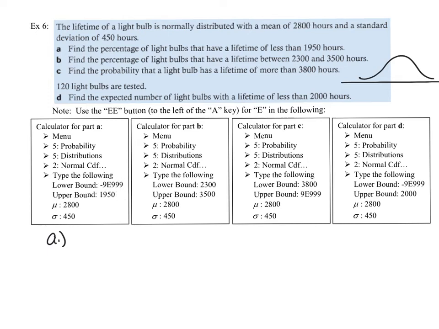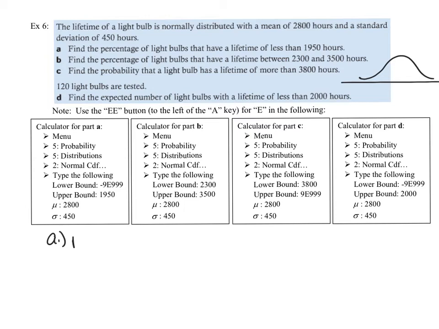Now, one note, when you type this in, you'll type in -9, and then there's an EE button. It's right to the left of the A key, and that's what you type in for E. So you'll hit -9 and then hit that EE button and then type 999. And that represents your lower bound, and it's an extremely small number. And then for the upper bound, we're going to put 1,950 because we were trying to find the percentage of light bulbs that have a lifetime less than 1,950. So you'll type that in. Then the next thing the calculator will ask for will be the mean, which we were given, and the standard deviation, which you're given. So you'll just type that all in, and it'll give you the answer.